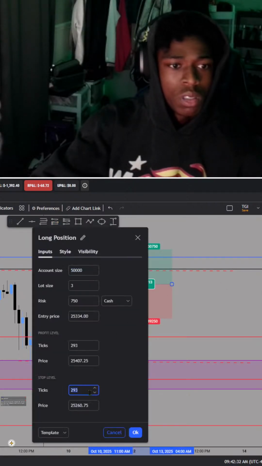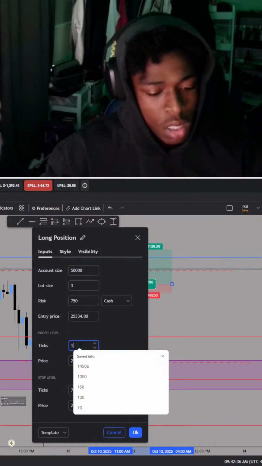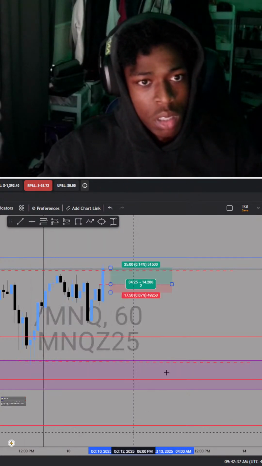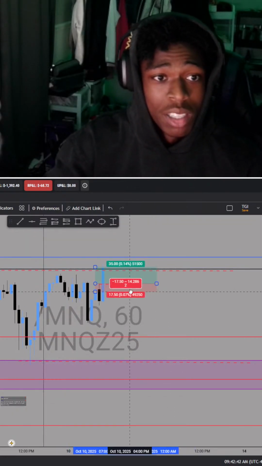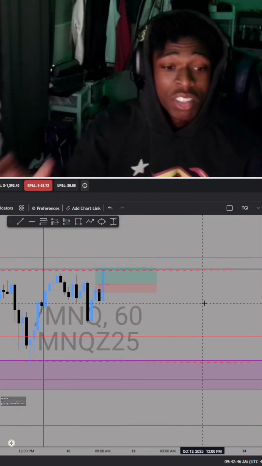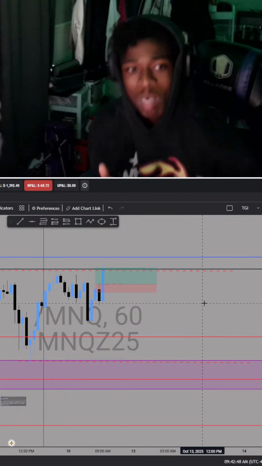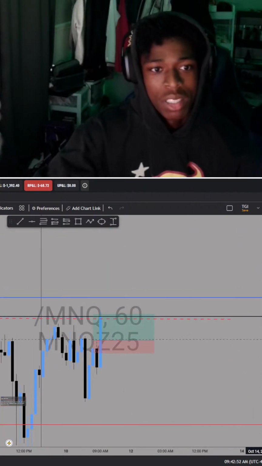We hop in. I want to hop in with 70 because I need wider stops for Nas, going for 140, right under the high. We'd already be out of the trade. Why 70 points and nothing on that? This is what makes me mad. My stops be too tight. Maybe it's the way I got my setup.